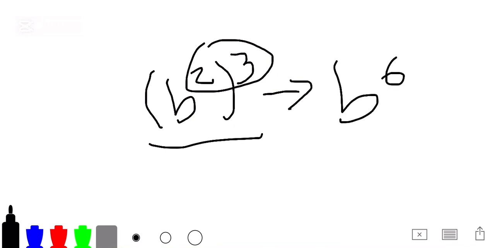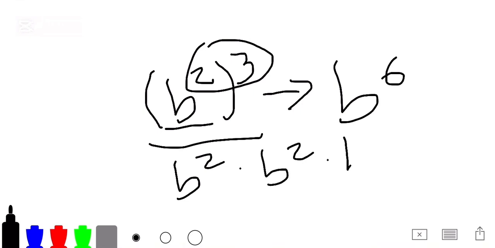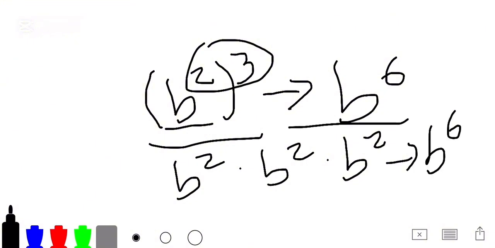This works because b squared is multiplied 3 times. It's basically like this: b squared times b squared times b squared. And if we use the product rule, it adds up to b to the power of 6. This is just a simpler way of doing it.